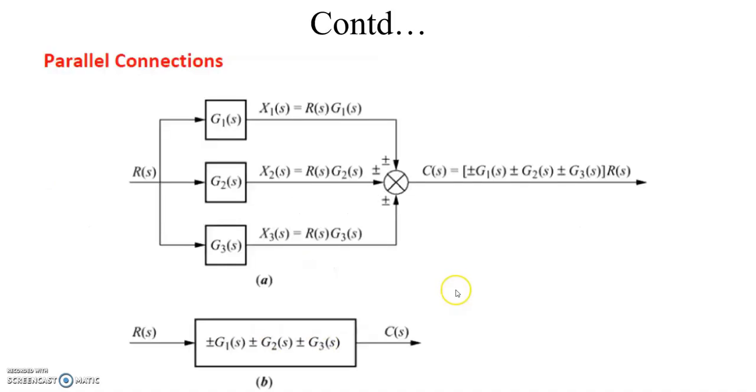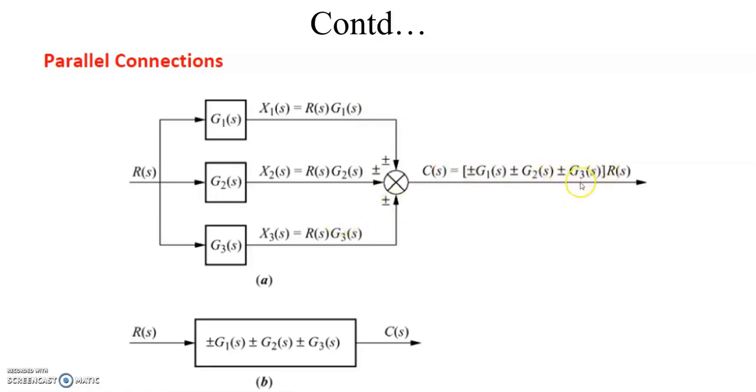Next one is for parallel connections. All the 3 blocks here are taken as parallel. R of S is the input signal. So what is the signal here? X1 of S is R of S into G1 of S. X2 of S is R of S into G2 of S. X3 of S is R of S into G3 of S. You can take the addition of all the signals, that is C of S is equal to plus or minus G1 of S plus or minus G2 of S plus or minus G3 of S into R of S, which is common. You take it outside.